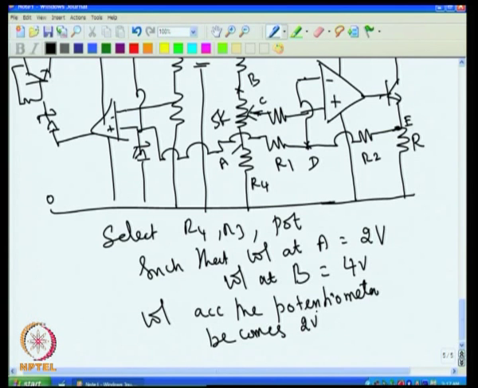So that means if I keep this one at 2 volt and this is at 4 volt, then when the potentiometer is varied, the voltage at this point will vary by 2 volt. If the voltage at this point varies by 2 volt, then this also has to vary by 2 volt, because this and this are always following each other. If this goes and reaches B, then this plus input will go to 4 volt, and automatically D also has to go to 4 volt. So the expected change at D will be again 2 volt, because C is changing by 2 volt.